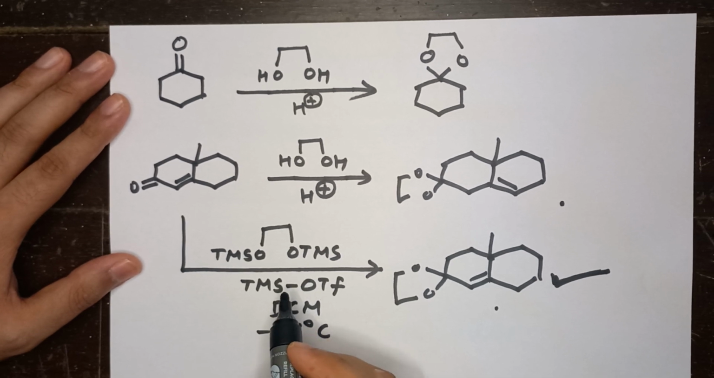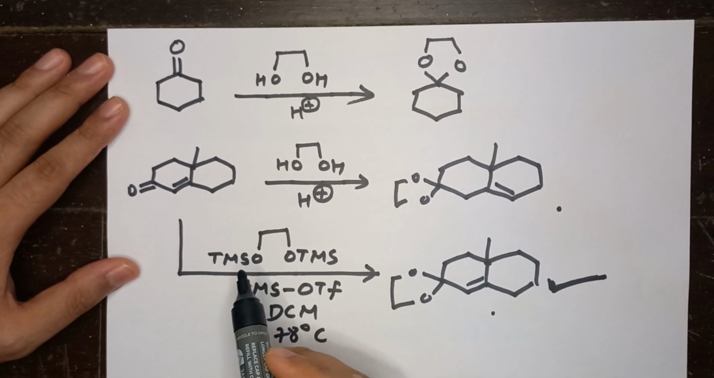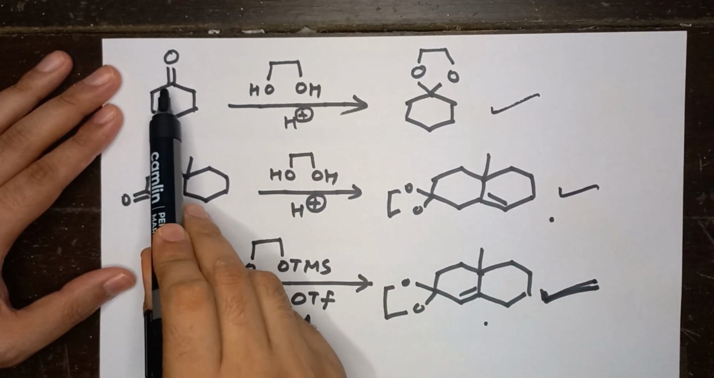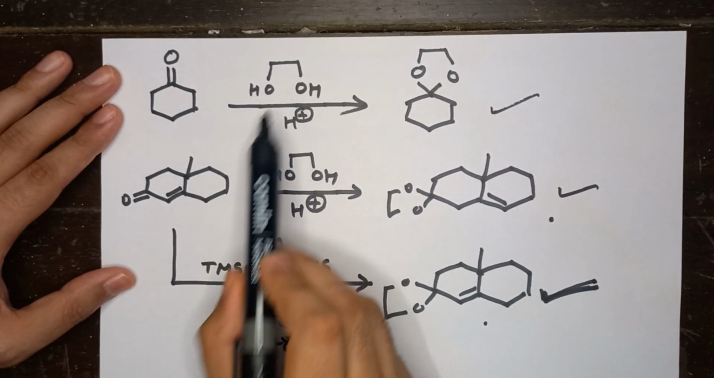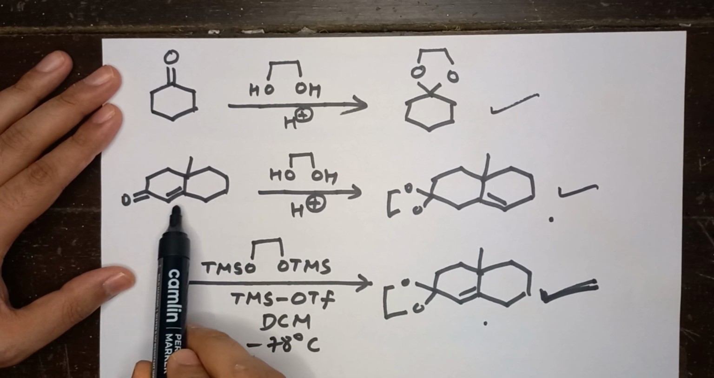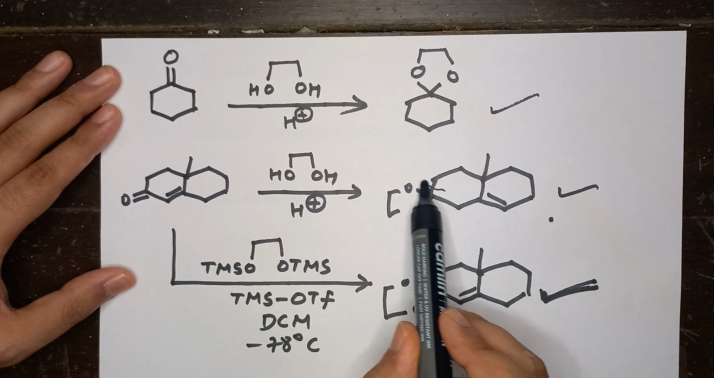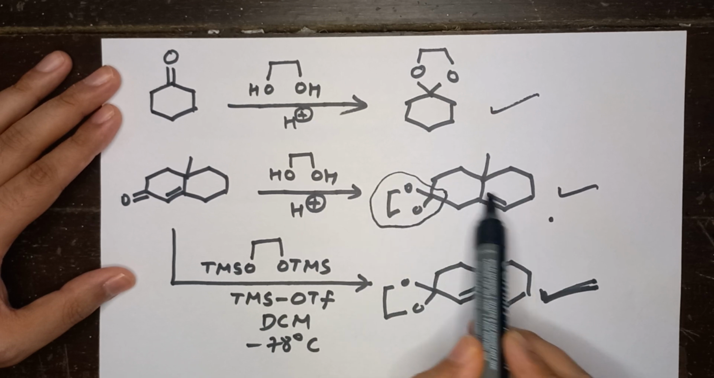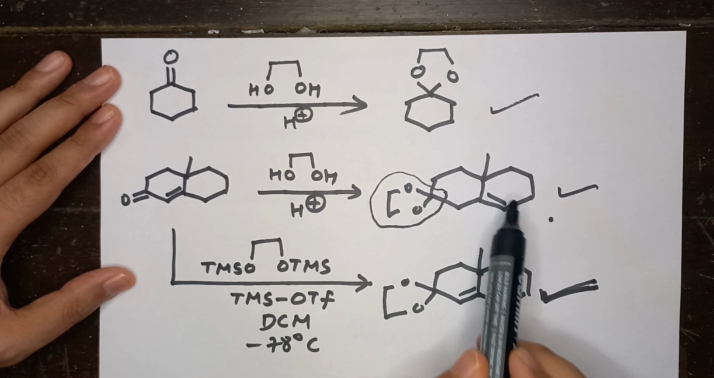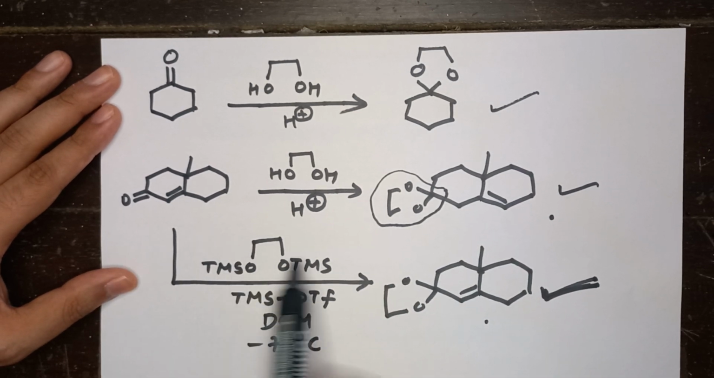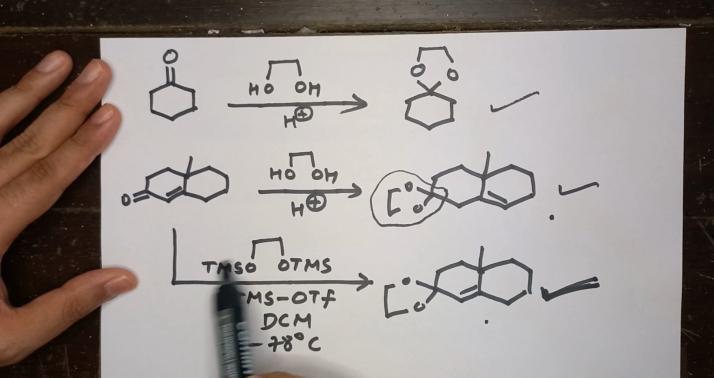Okay, so I hope I'm clear. So these three things you have to remember. You can directly protect your ketone by using a diol. If you have this kind of particular system, if you use a diol, the double bond position will be shifted. You will eventually get the protected diol product, but the double bond position will be shifted. If you want to stop that and you want to selectively just protect this one, you have to use the protected diols like TMSO.